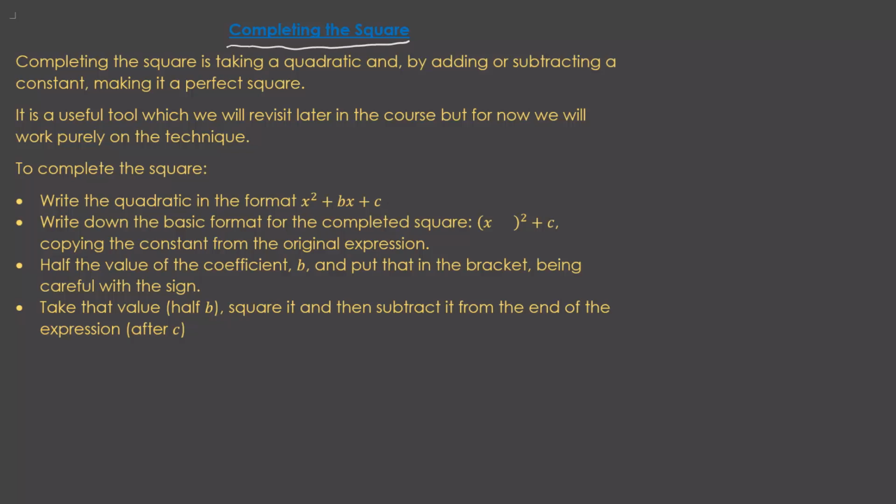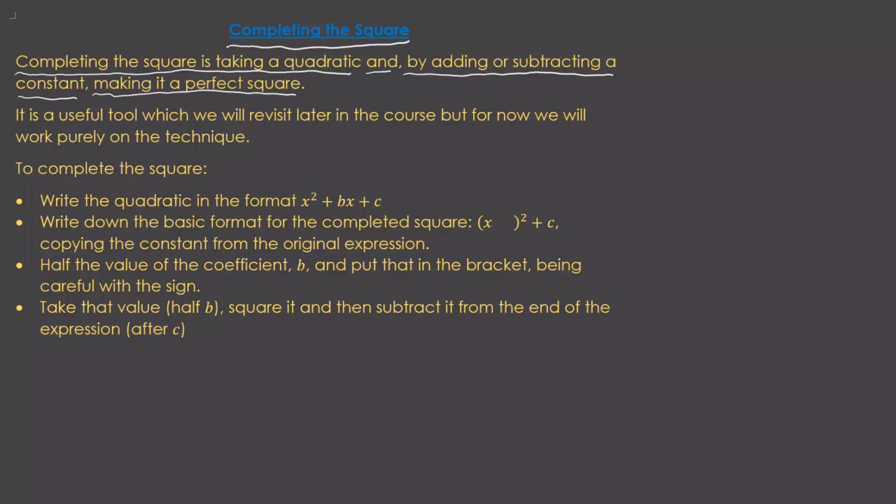Completing the square. Completing the square is taking a quadratic and, by adding or subtracting a constant, actually we have to do both, add and subtract, I'll make that clear shortly, making it into a perfect square.